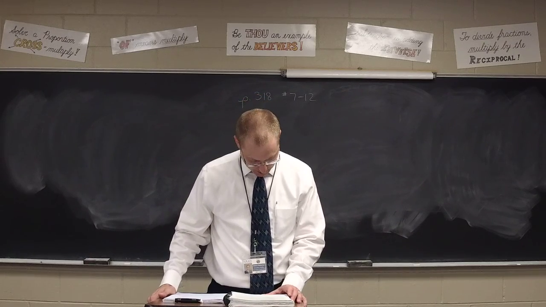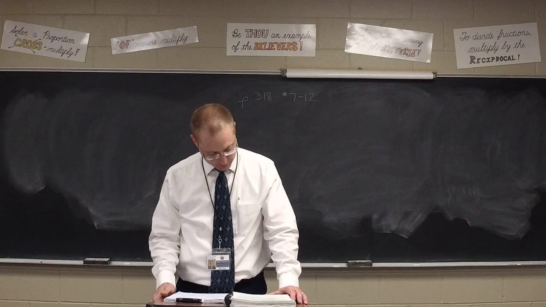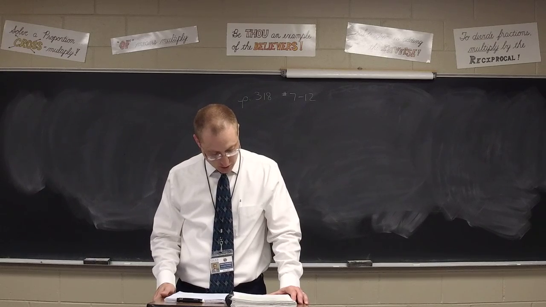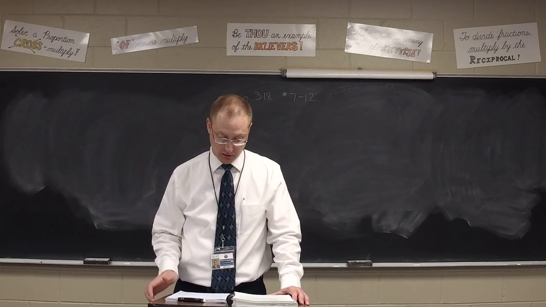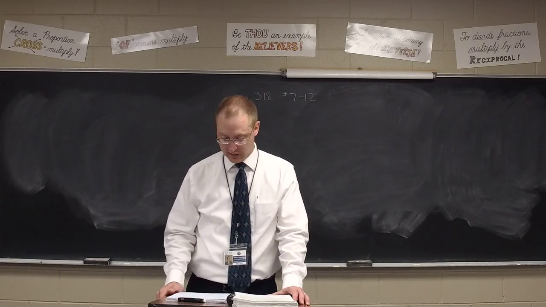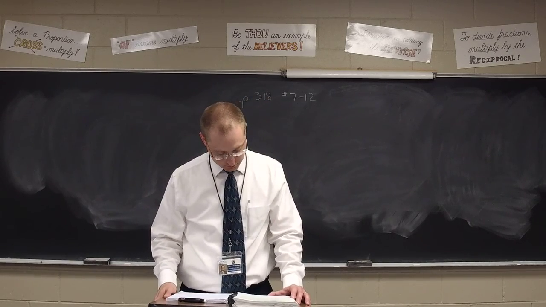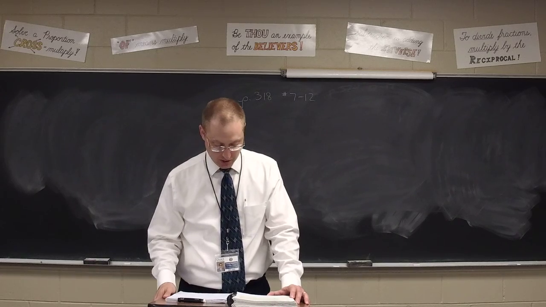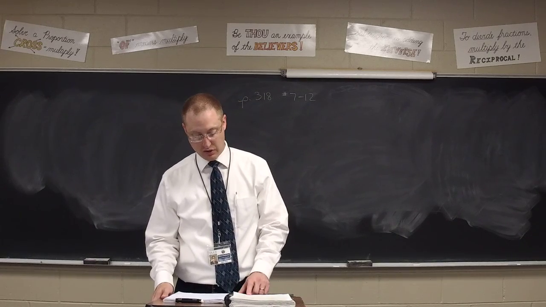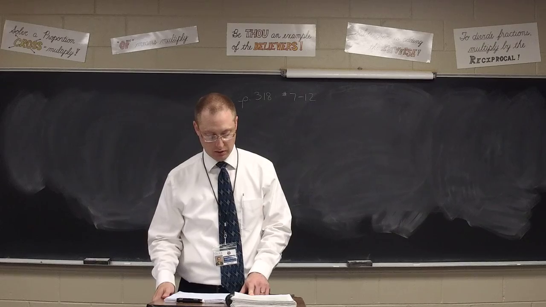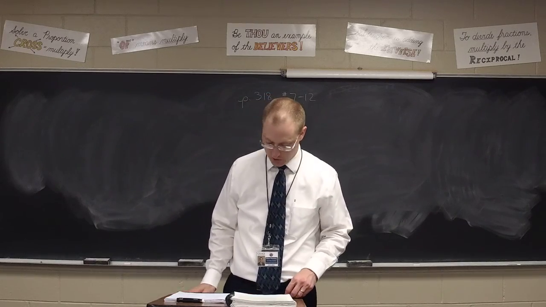Number 11, Jamie, what did you get for the first derivative? 12x squared plus 6. And the second derivative? 24x. 24x is correct. Number 12, Quentin, the first derivative? 27x squared minus 4x plus 6. Good, 27x squared negative 4x positive 6, and the second derivative? 54x minus 4. 54x negative 4 is correct.